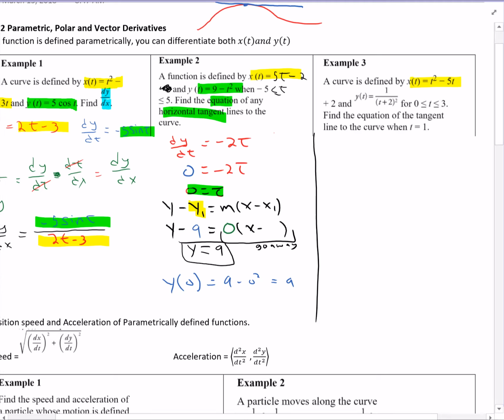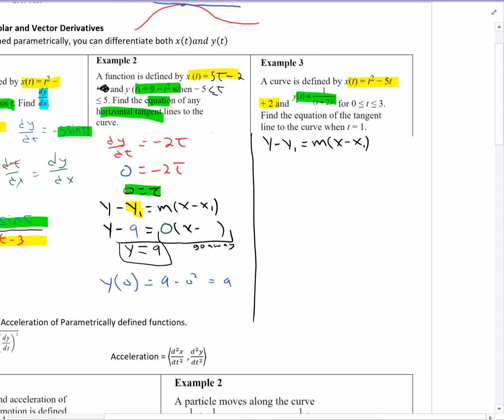And there's a plus 2 down here. And then y of t is this. We want to find the equation of the tangent line. So again, since we're trying to find a tangent line, we're going to write this, and then we're trying to find all these different pieces when t equals 1. So let's just start.